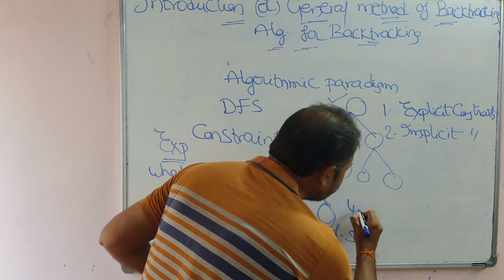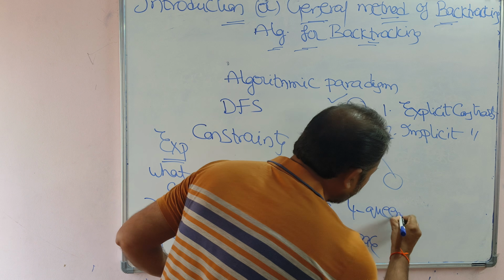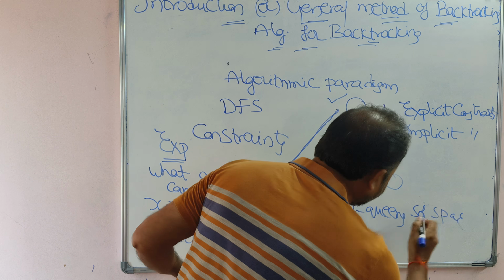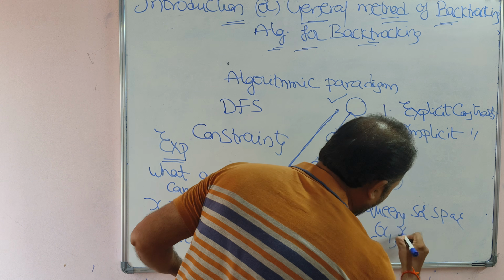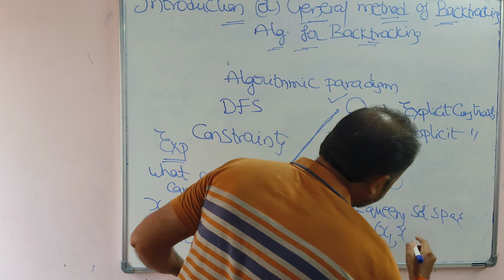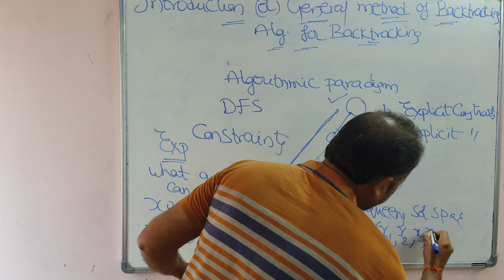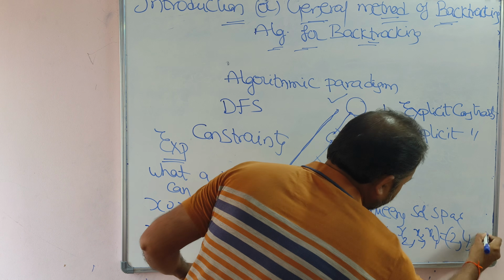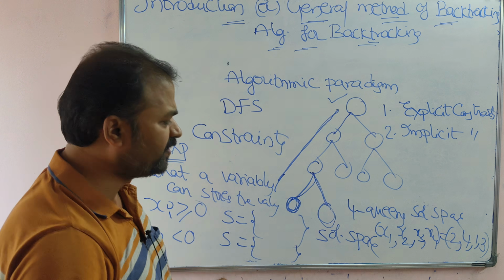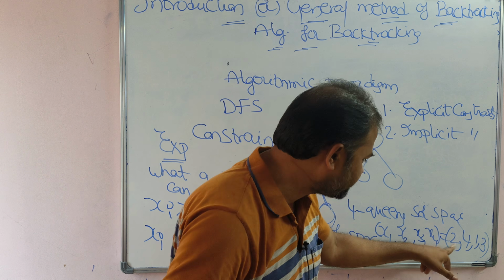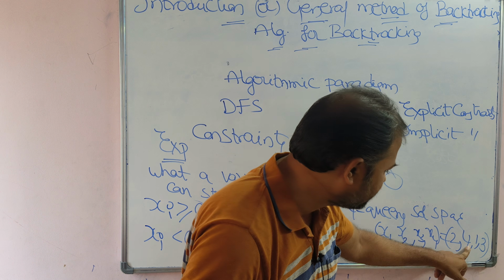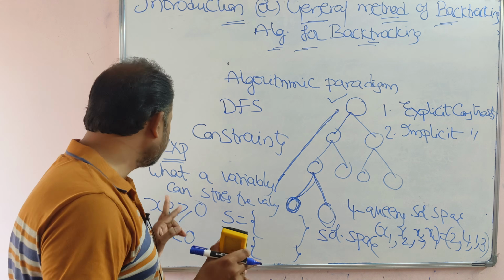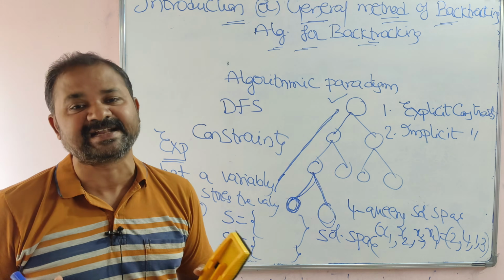If we take the 4 queens problem, the solution space is represented with 4 rows and 4 columns. So x1, x2, x3, x4 equal to 2, 4, 1, 3 is the solution. This is the solution for the 4 queens problem. The first queen is placed in the second column, the second queen in the fourth column, the third queen in the first column, and the fourth queen in the third column. So this is about explicit constraints.